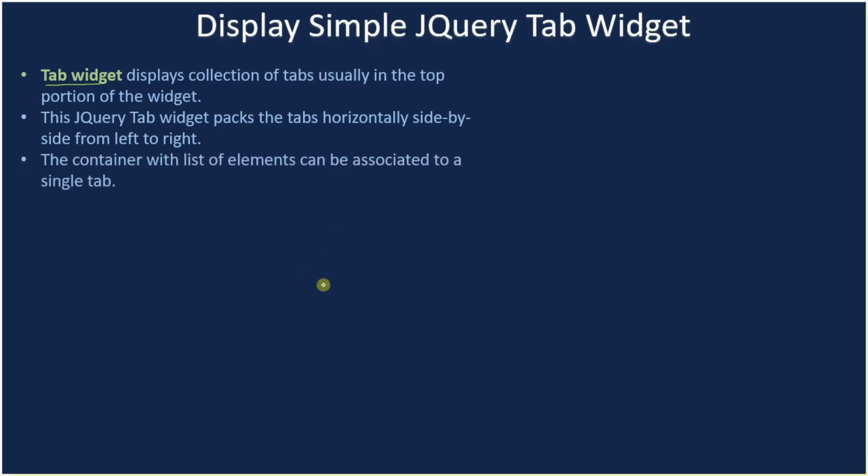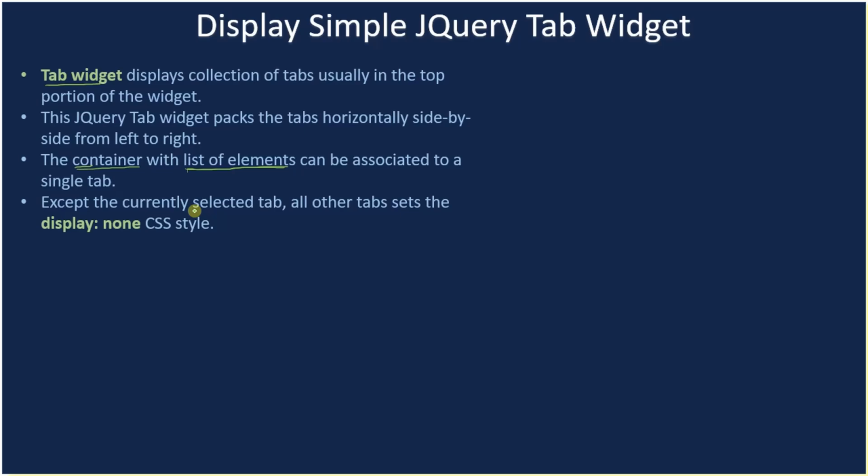The container with a list of elements can be associated to a single tab. Here we are talking about the container and the list of elements. We can form the list of elements using HTML or even by using other jQuery widgets. This group of widgets together forms the container, and that container can be associated to a single tab. So when the user clicks the tab, the container elements will be displayed, or become visible.